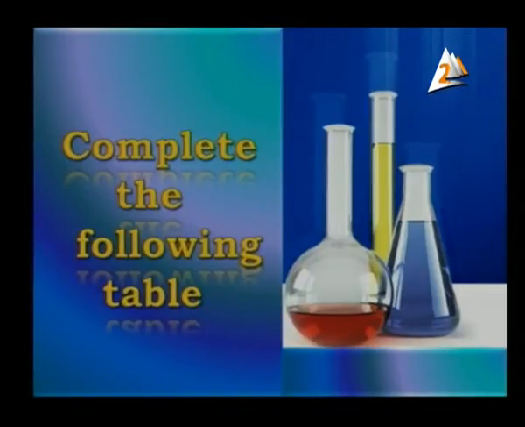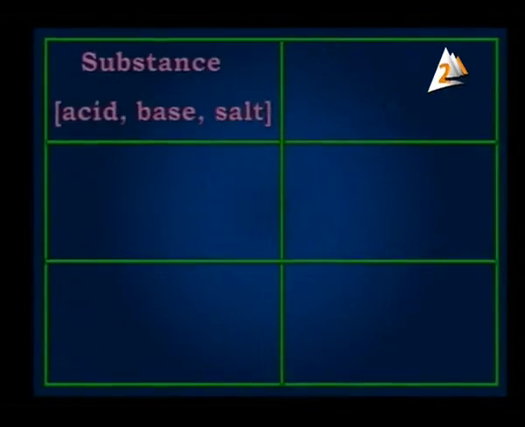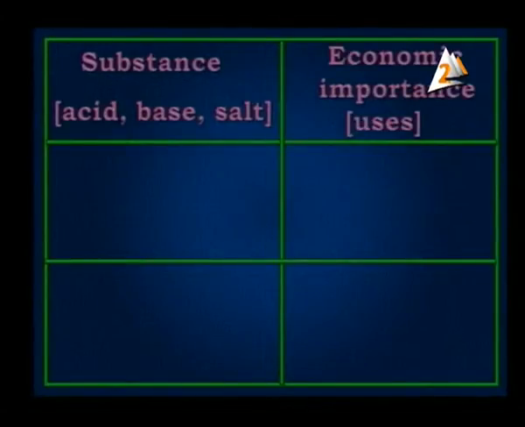So here we have: complete the following table. Complete the following table, not complete the sentences. It's a very important one. It's found in your school book. Here the first column is substance, acid or base or salt. And the second one is economic importance or uses of each one of them. So here this is the substance, and I need the economic importance of each one.